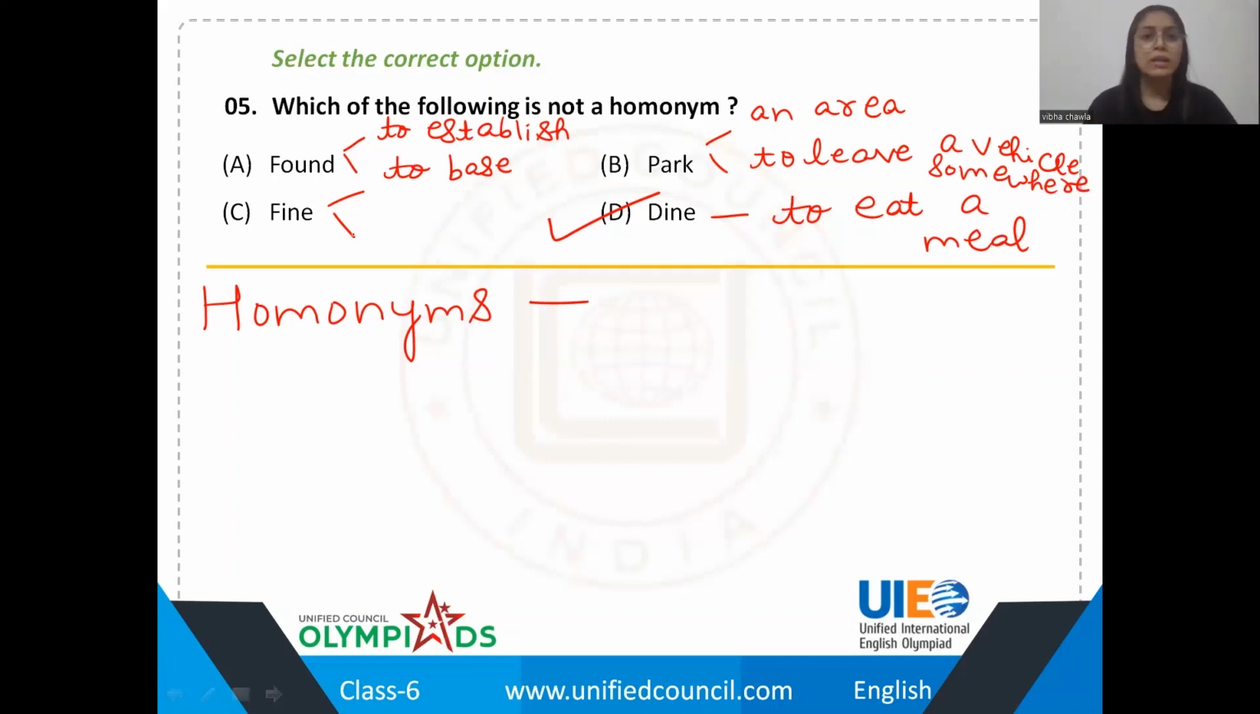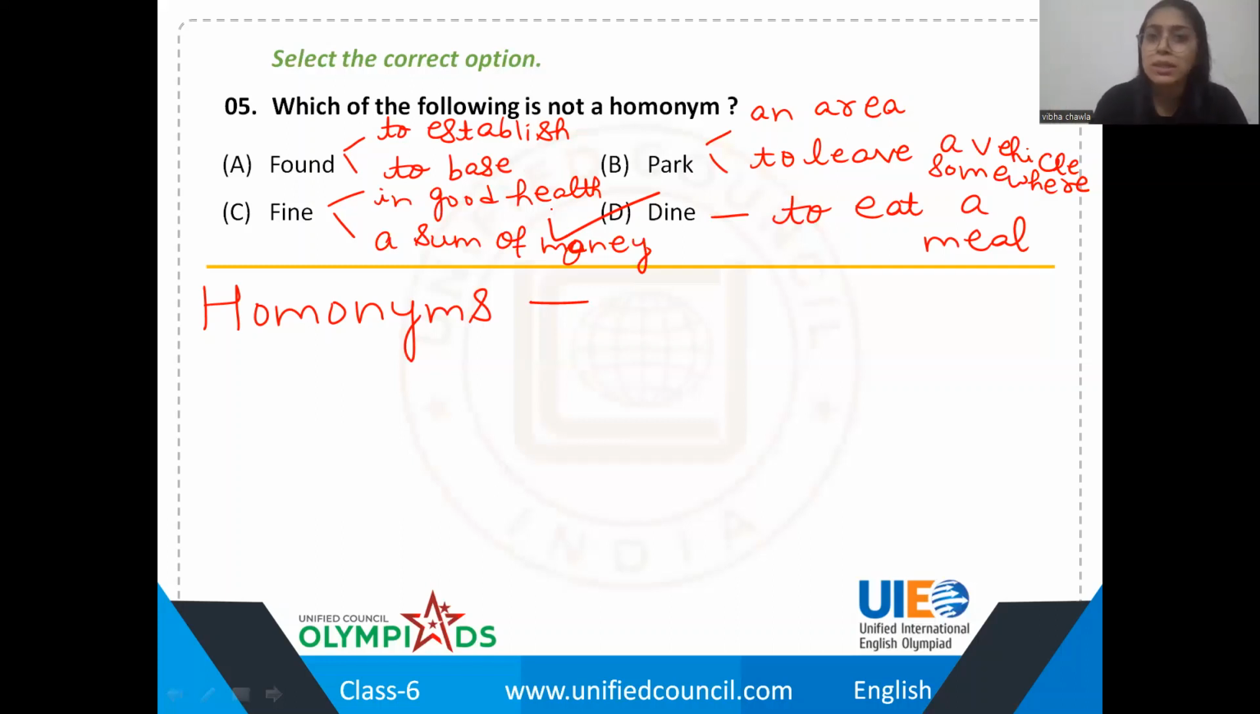If I talk about fine, one meaning of fine is in good health. You say, "I'm fine," whenever somebody asks you, "How are you?" It means you are in good health. Fine can also mean a sum of money that you pay whenever you break a law, break a rule. So you have to pay a certain sum of money to the police officer, most probably, right? So fine also has more than one meaning. Spelled the same, pronounced the same, but has different meanings. So the only option that is not a homonym is dine. So the answer is option D.